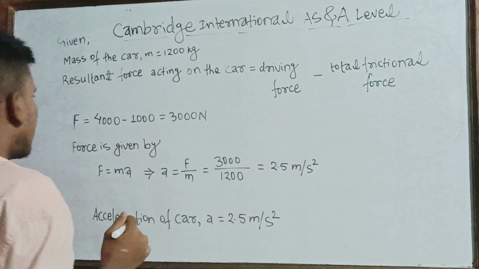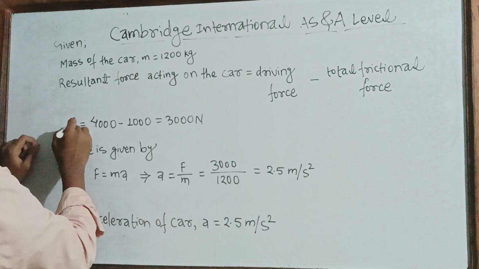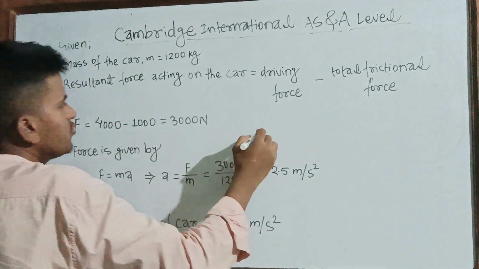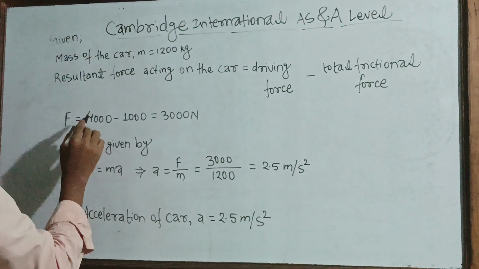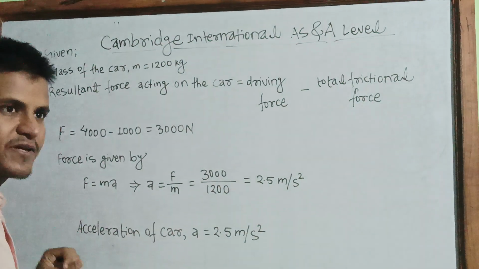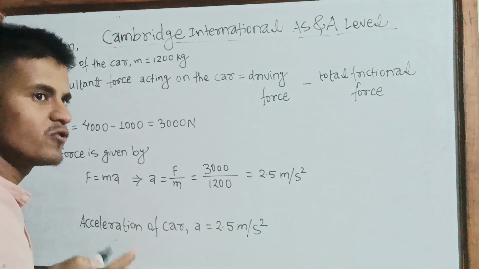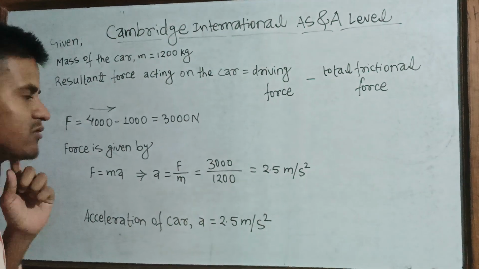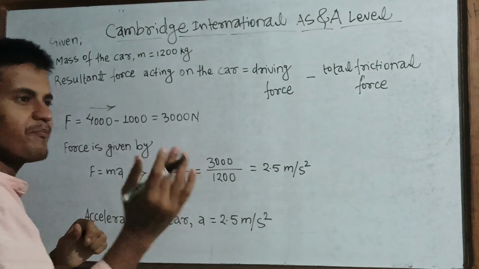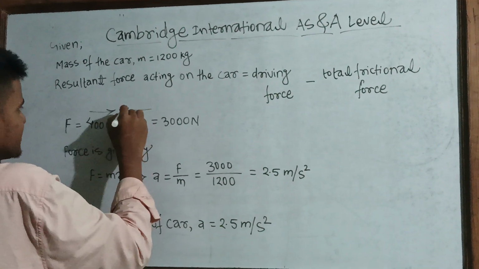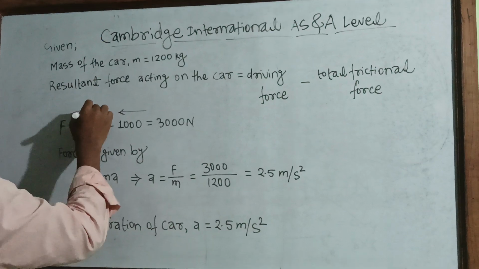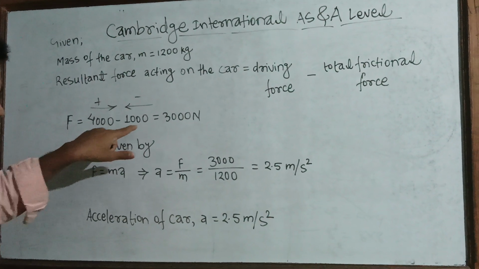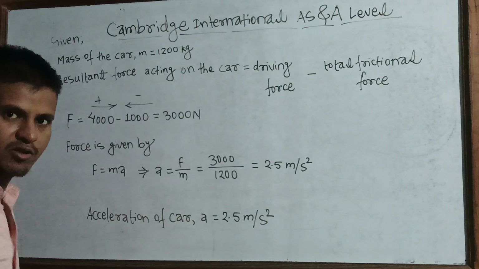Now what will be our F? From the figure, we can see the driving force is 4000, and the total frictional force is in the backward direction, so this is plus and this is minus. So 4000 minus 1000 equals 3000 newton.